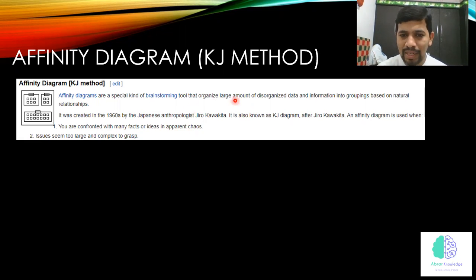What happens is that a large amount of disorganized data and information gets clustered into a nice package. You can present it based on the actual natural relationships. It was created in the 1960s by a Japanese person, and it is also called the KJ diagram. The affinity diagram is used when you are confronted with multiple factors or ideas in apparent chaos. When you have so many ideas and things you want to club together, then you can use it.